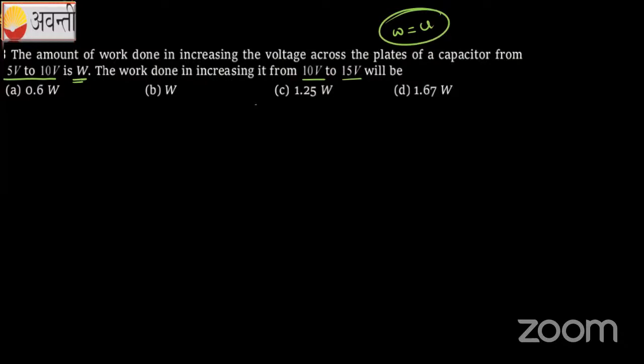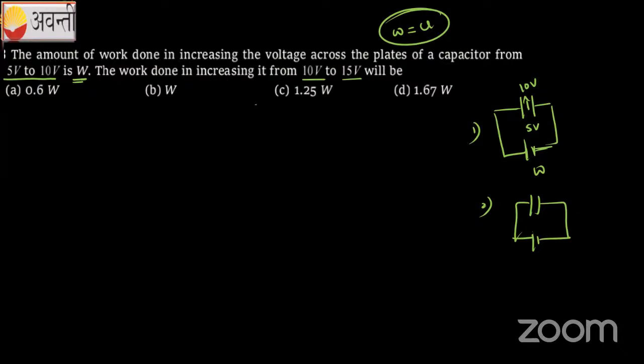One thing here: this is a capacitor. To charge this capacitor, initially its potential is 5 volt. To charge this one we are using an external battery. Suppose it is charged and its potential is increased to 10 volt. To increase this potential, the work done by the battery is W. This is the first scenario. Second scenario: the same capacitor is connected to a battery again. The initial voltage is already 10 volt, and after connecting, the potential of this capacitor increases to 15 volt. Now what will be the new work done? We need to find out here.